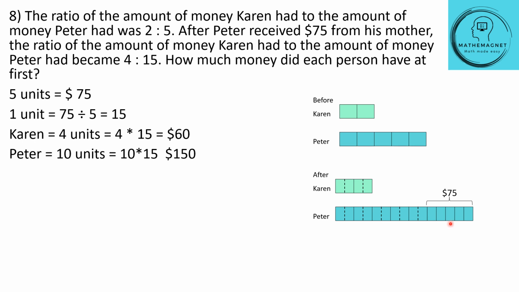Because we have found only the value of this small half of the box. This value of 15 that we found here, 75 divided by 5, which is 15, is not an entire box but only half of it. So which means we will consider this 10 units as what Peter had already. So 10 into 15 will be equal to $150. So Karen had $60 and Peter had $150 at first.